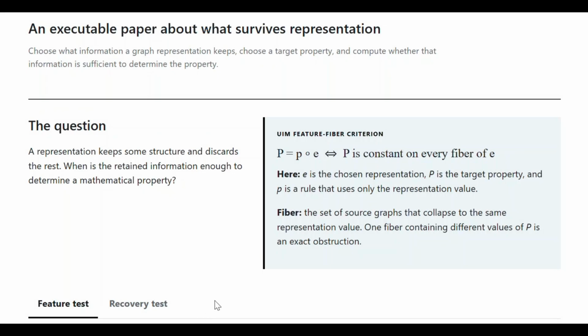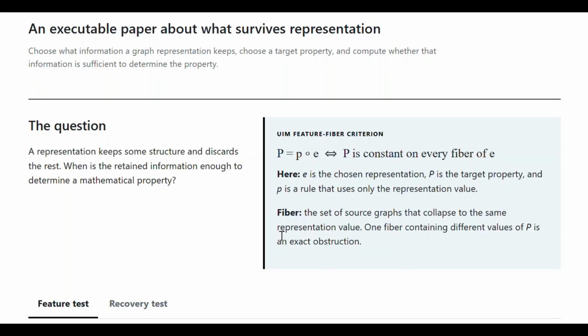Traditional mathematical papers are linear. They can state a theorem, show a proof, and explain what information a mathematical representation preserves or loses. But what if the reader could actually change the representation and test the consequences? That is what Unified Informational Mathematics, or UIM Theorem Frontier, is designed to do.